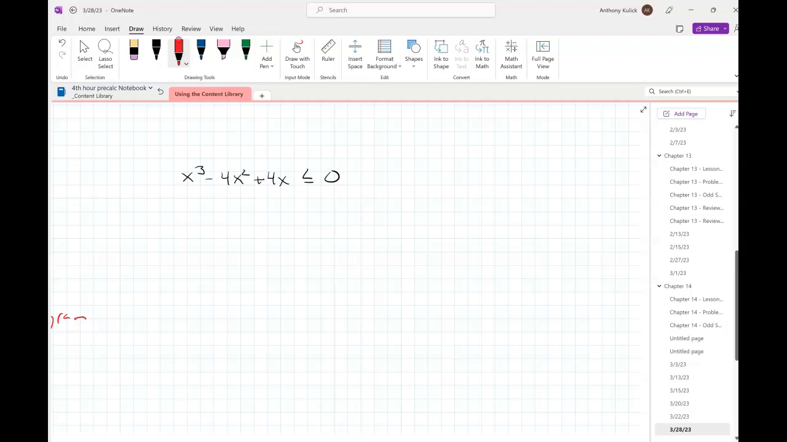So start off the same way. Pretend that this is an equation that's equal to 0. How are we going to solve this equation equal to 0? What's the first thing I should do? Factor out an x. Great. Agreed?